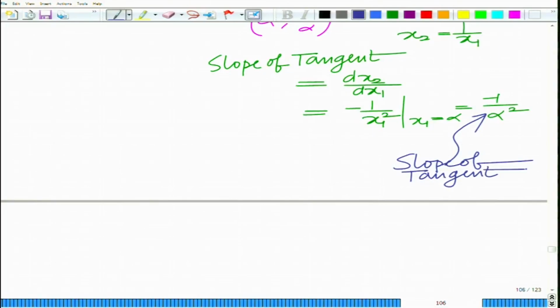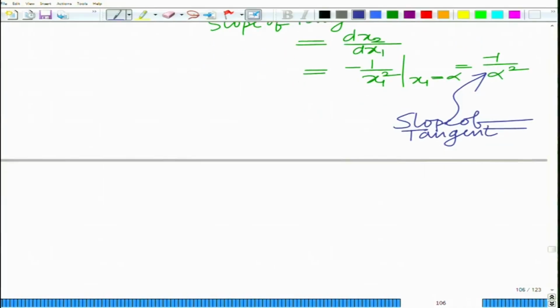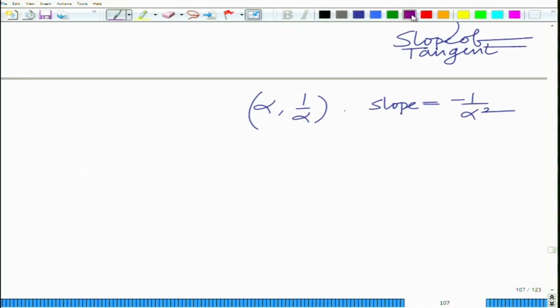Why is this the slope of the tangent? At that point alpha comma 1 over alpha, at that point x1 comma x2, if you look at the derivative of the curve, that itself gives the slope of the tangent. Okay. And therefore, we have the slope and we have the point. The point is alpha comma 1 over alpha and the slope equals minus 1 over alpha square. So, the tangent will be the line through alpha comma 1 over alpha with slope minus 1 over alpha square.